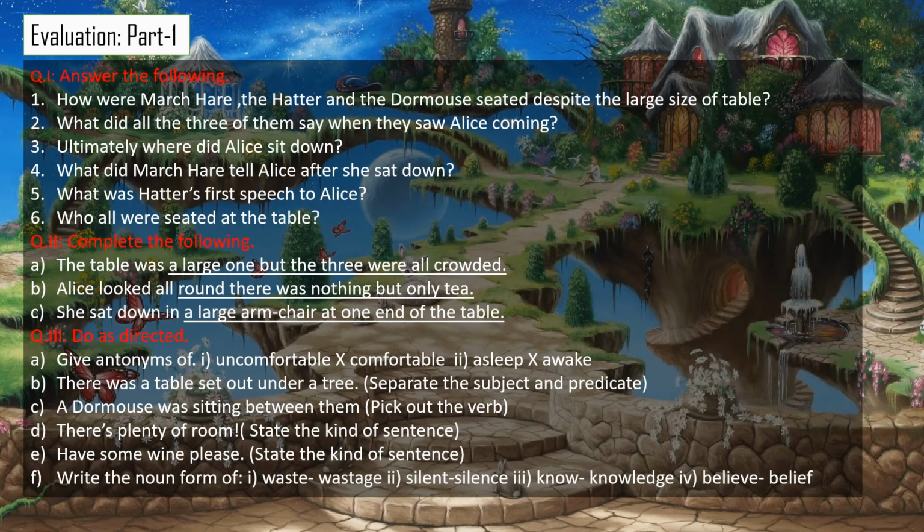D. There's plenty of room. State the kind of sentence. Answer: exclamatory sentence. E. Have some wine, please. State the kind of sentence. Answer: imperative sentence. F. Write the noun form of: waste, wastage; silent, silence; know, knowledge; believe, belief.